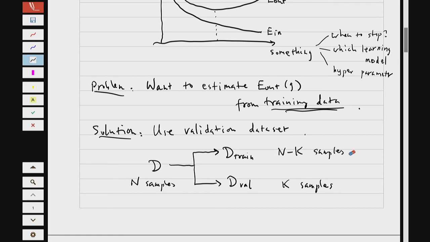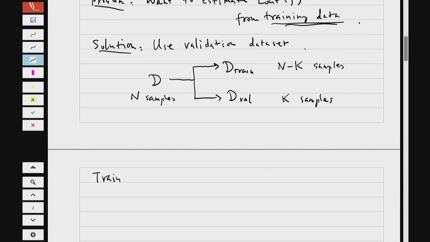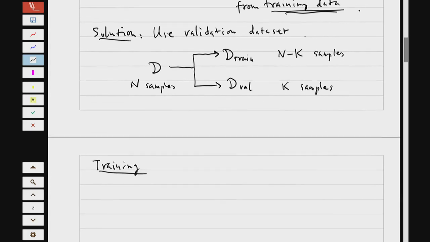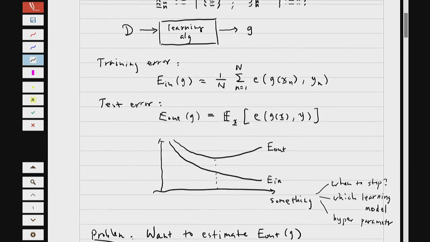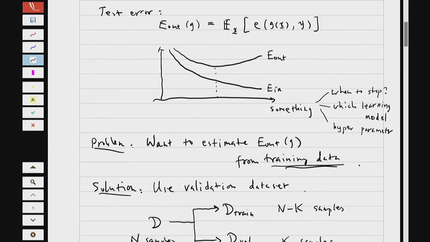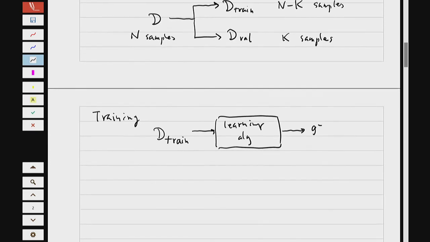Right? And you know this very well because you have done this quite a few times in your programming assignment, right? And during training, instead of using D to send it in like before, when you use the entire data set, now you don't have the entire D to use. You only get D train to use to do the training. You send D train into your learning algorithm, and then you don't get G, you get something called G minus, let's say. A bit less than the original G because you have few data points.